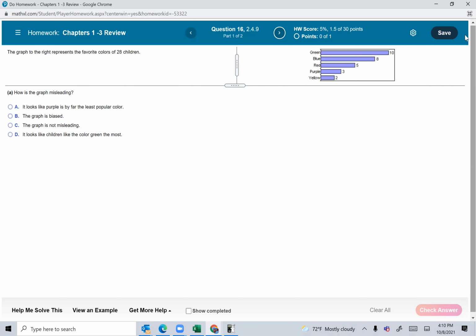Misleading graphs. Okay, the graph on the right represents the favorite colors of 28 children. He's asking you, how do you think that this graph is misleading? What do you guys think?